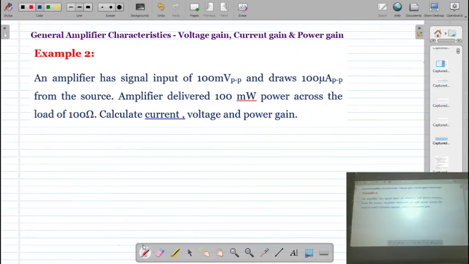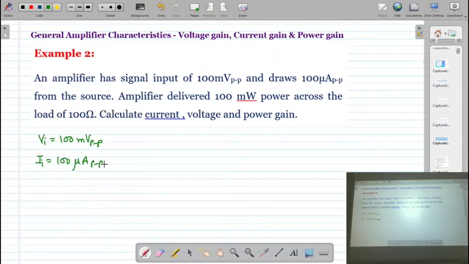So what is given here? An amplifier has a signal input of 100 millivolt peak to peak. Remember, here the RMS value is not given. That input voltage of the amplifier is a peak to peak value, and that is 100 millivolt peak to peak. And it draws a current of 100 microampere peak to peak. So the input current is 100 microampere peak to peak from the source.